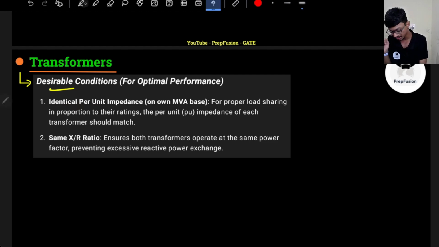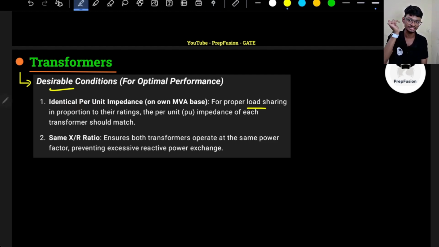Because then the load sharing also will be the same. They will share according to their per unit impedance. I will discuss that, don't worry. And their X by R ratio must also be the same, because if their X by R ratio is not the same, the power factor, right, they will not be able to operate. Both the transformers will not operate at the same power factor. Maybe there will be a reactive power exchange between the two transformers. How it happens, all this I will explain.